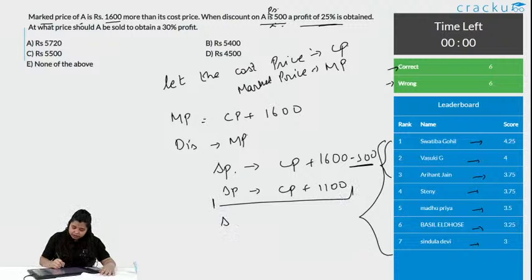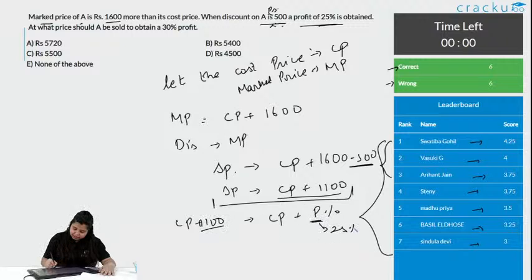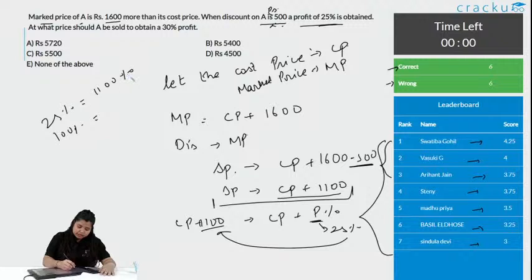Remember, there is a profit of 25% when sold at this amount. So when talking about SP, we know SP is cost price plus profit percent, right? Compare this with this. SP is given here too. So we'll bring this here, CP plus 1100. So 25%, that is the profit, is equal to 1100. That means 100% will be times 4, that is 4400. This is the cost price.